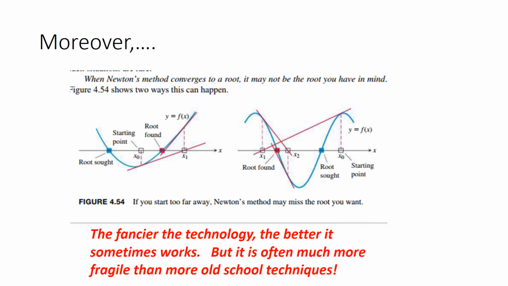Moreover, sometimes Newton's method can converge if you aren't really careful about your initial point. It might converge to a root, not the root you had in mind, but another root of the function. And this is talked about a little bit in your text, not very much actually. This gives rise to one of my truisms I think I've learned over my life, and that is the fancier the technology, the better it works sometimes, but it is often much more fragile than more old school techniques, and you have to be careful in using it.